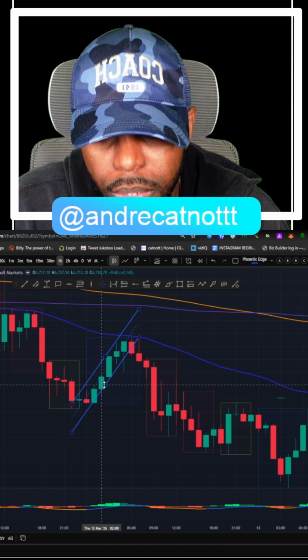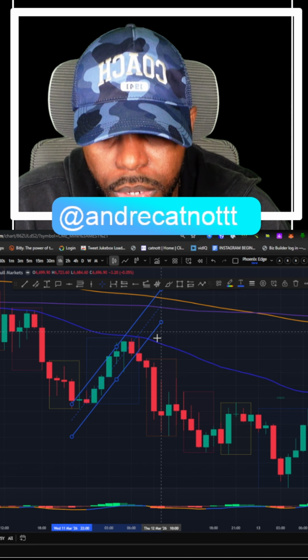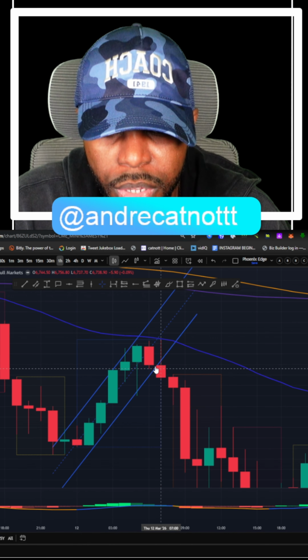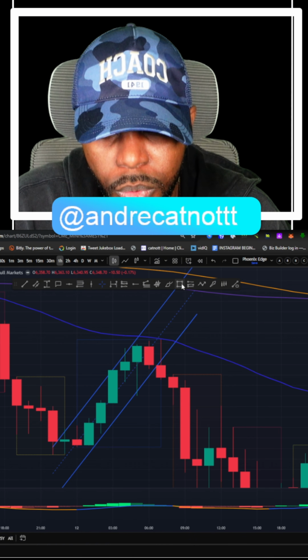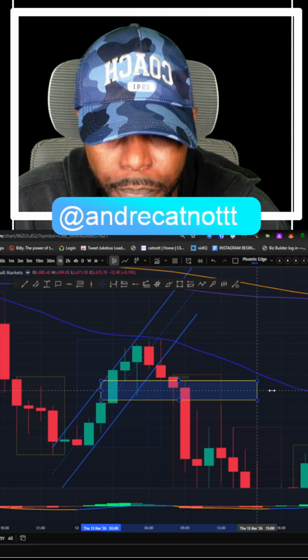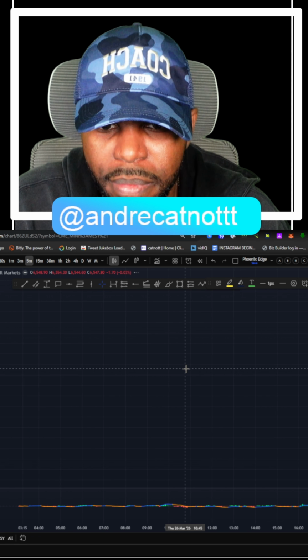We can draw a parallel channel, line it up there. You do this on the 1 hour or the 4 hour. And if you can find a bullish fair value gap, I see one right here, a bullish fair value gap right there, then you can wait for that to be broken. We go down to the 5 minute chart now.